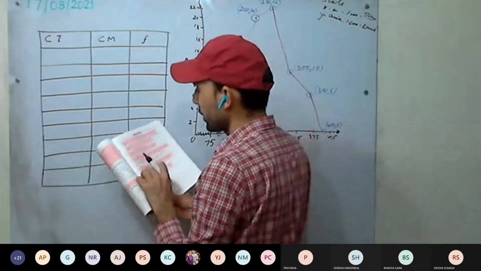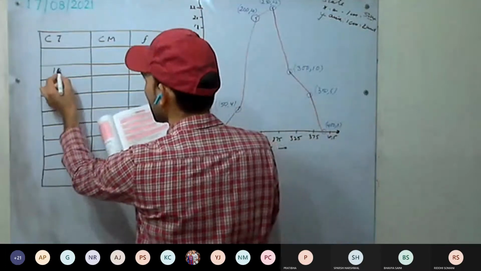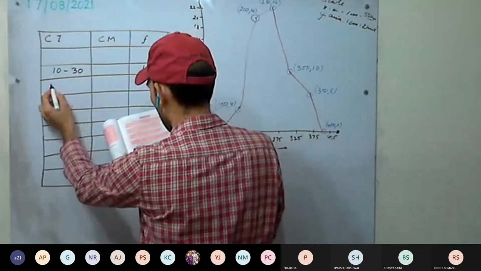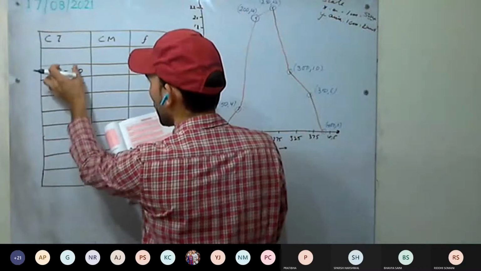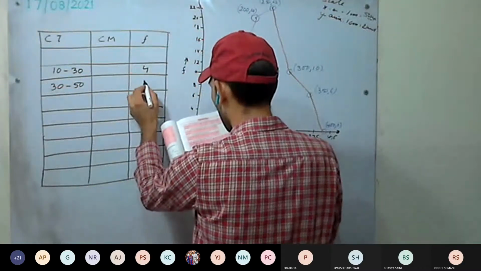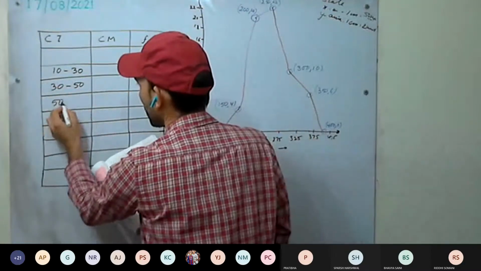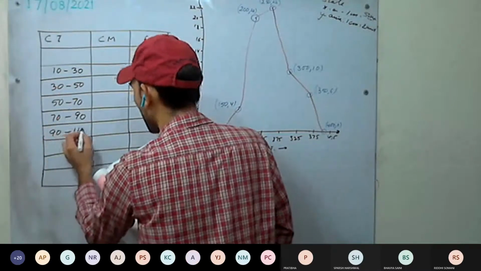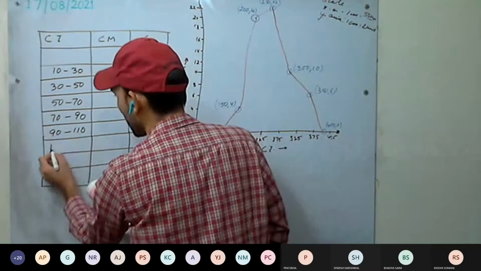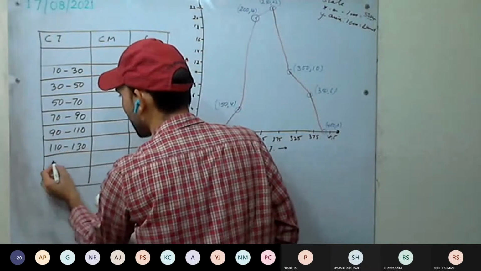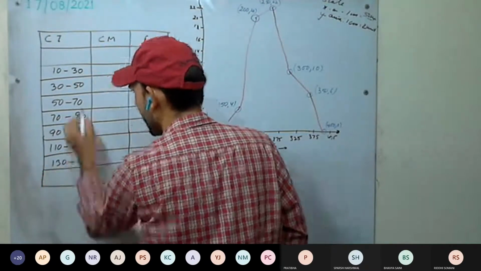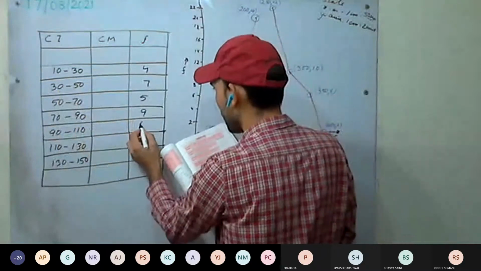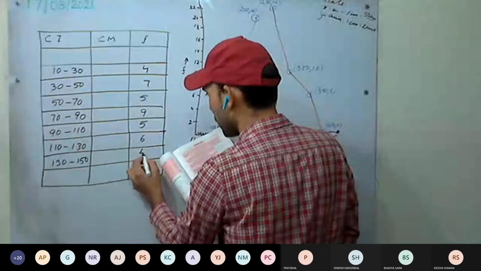Okay. So class interval, from here we are starting 10 to 30, frequency 4. 30 to 50, so class size is 20, frequency 7. 50 to 70, 70 to 90, 90 to 110, up to 150 we have. 110 to 130, 130 to 150. These are given. Frequencies 7, 5, 9, 5, 6, 4.